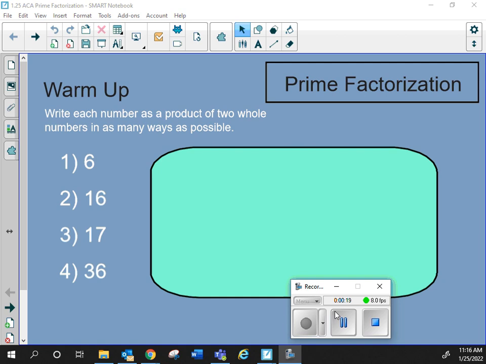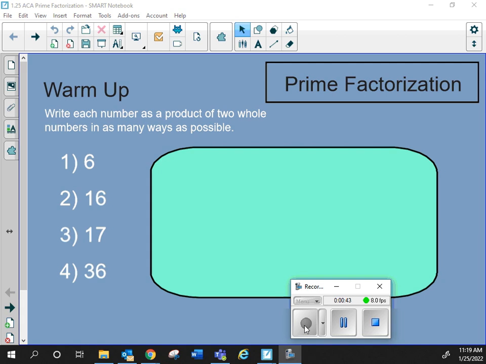What you're doing is just to write each number as the product of two whole numbers. So, what are its factors? Remember, there can be multiple ways to do a few of these, so do as many as possible. Okay? Again, pause. All right, what are some factors of 6, Kyle? 3 and 2. Good. Rory, what's another one?